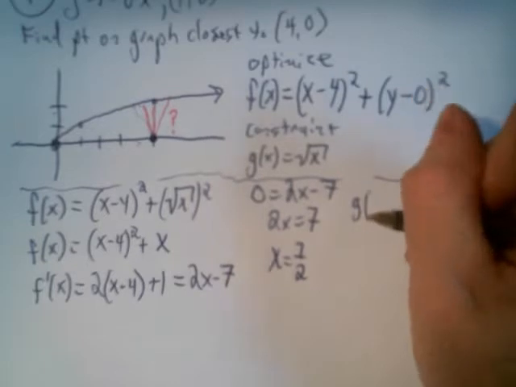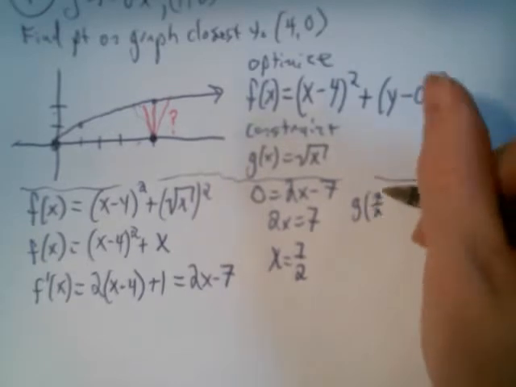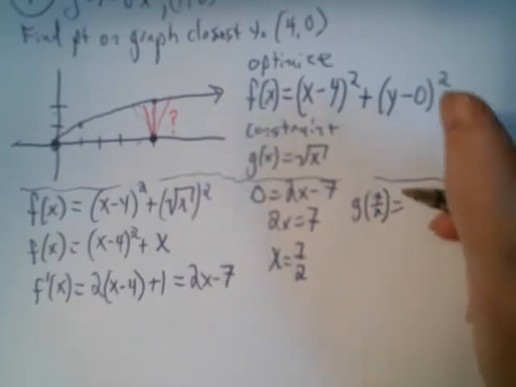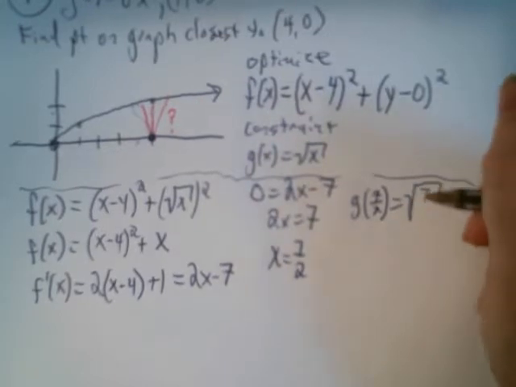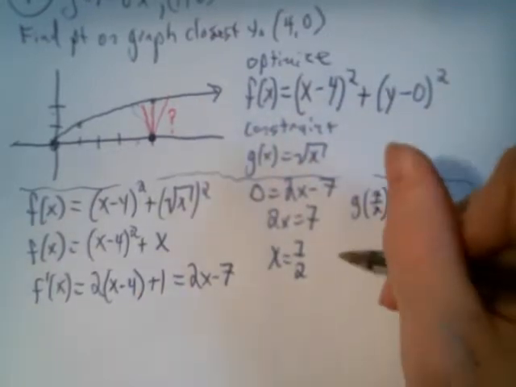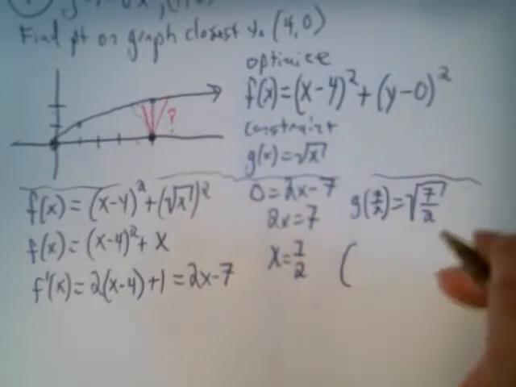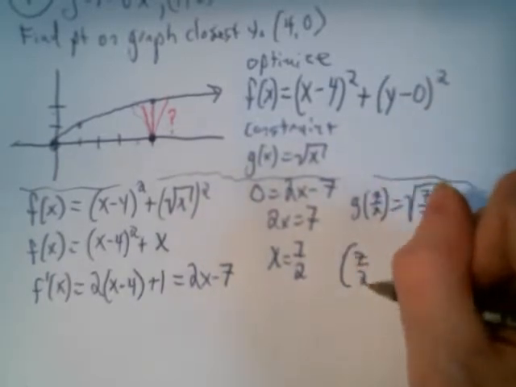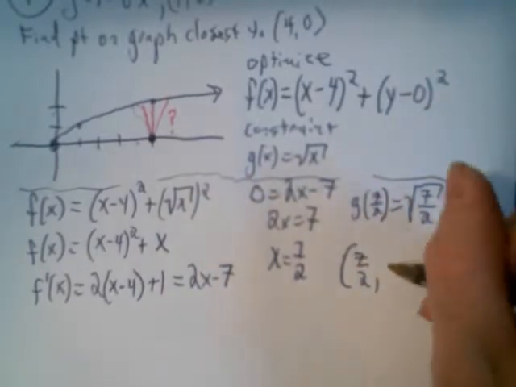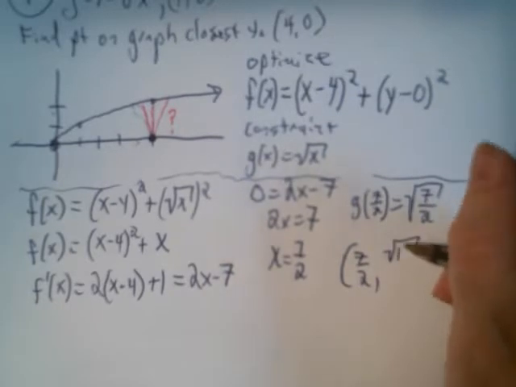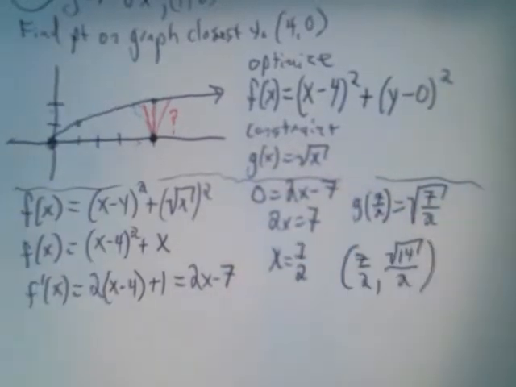So g of 7 halves is equal to the square root of 7 halves, whatever that is. And so our point on the graph, which minimizes the distance, is 7 halves, comma, square root of 7 halves, or if you prefer, square root of 14 halves, for our solution. Okay.